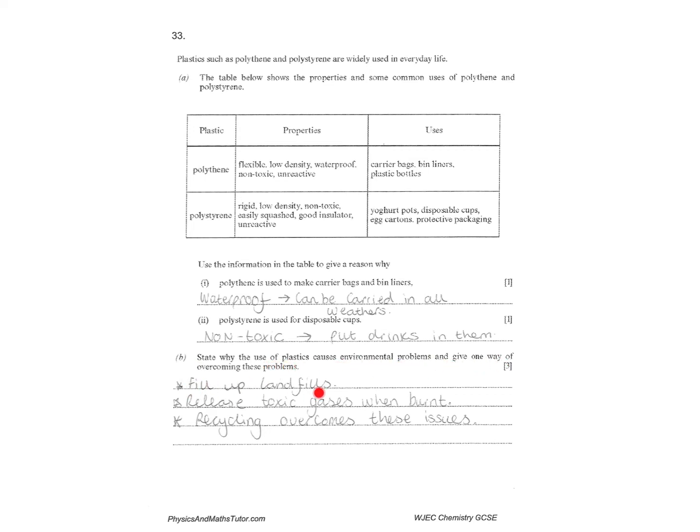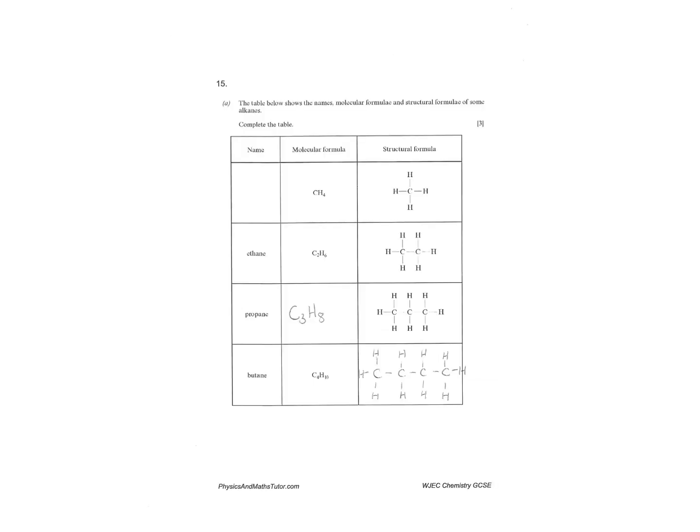State why using plastics can cause environmental problems and give one way of overcoming them. They fill up landfills. Okay, plastics take millions of years to disintegrate, absolutely ages. And for that reason, once they go in a landfill, they fill them up. Also, if we burn them, which people have tried, they do release toxic gases. So there's two big ways that plastics kind of ruin the environment. The big way we overcome that is recycling. Recycling still does have a cost, but it does limit the amount of plastic that's been wasted.